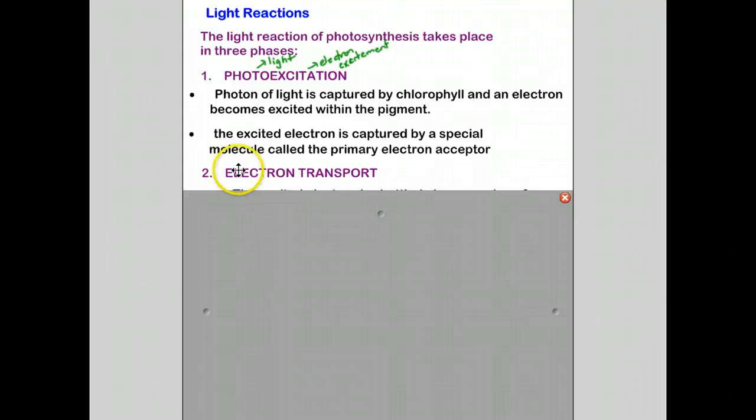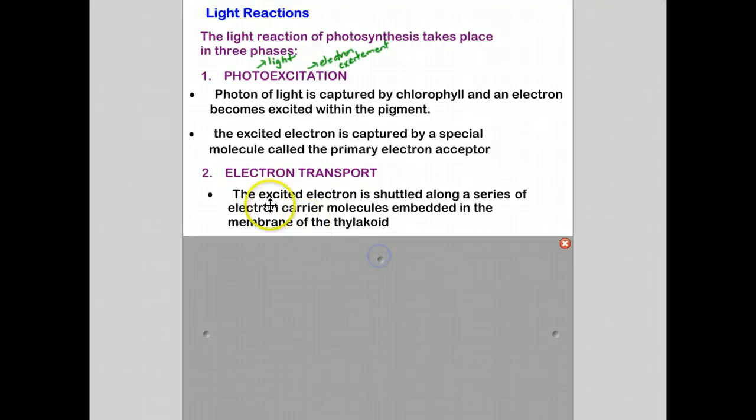From there, stage 2 of our light reactions is electron transport. Now you've seen this term before, and it is very similar to what happened in our electron transport for cellular respiration. Almost identical. We have our electron, which is shuttled along a series of electron carrier molecules that are embedded in the membrane of the thylakoid. So remember, in cellular respiration, our electron transport system had a bunch of protein carriers that would accept and release electrons along, so shuttle it along just like a baton in a relay race. And it also happened in the membrane of our mitochondria. Okay, so it's exactly the same.